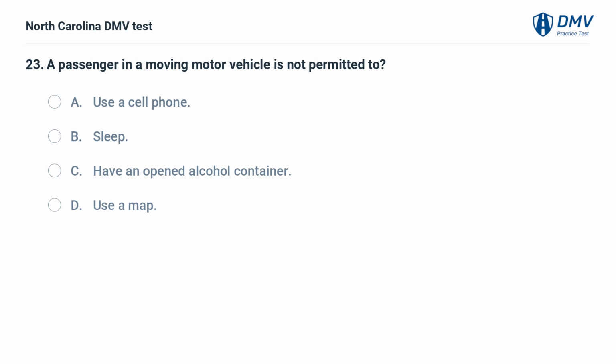A passenger in a moving motor vehicle is not permitted to A. Use a cell phone. B. Sleep. C. Have an opened alcohol container. D. Use a map.